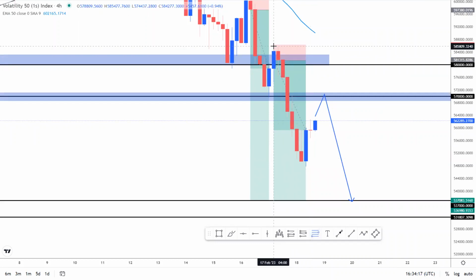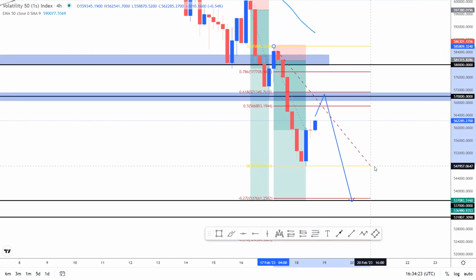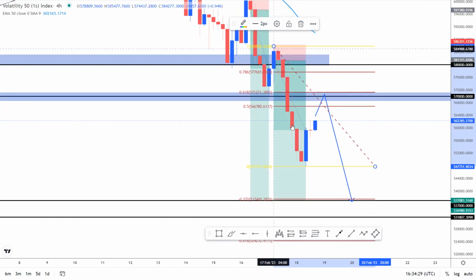Let's see. So you can see clearly now, if I introduce my Fibonacci retracement tool from the previous swing high to the most recent swing low, you can see at this level, psychological round number F7, and then it aligns perfectly well.